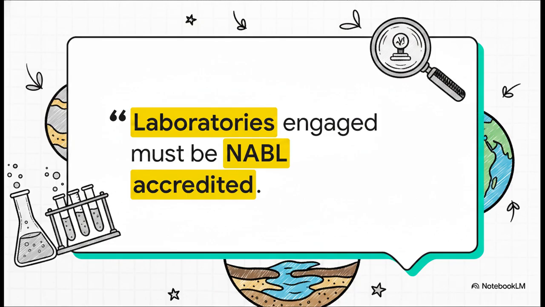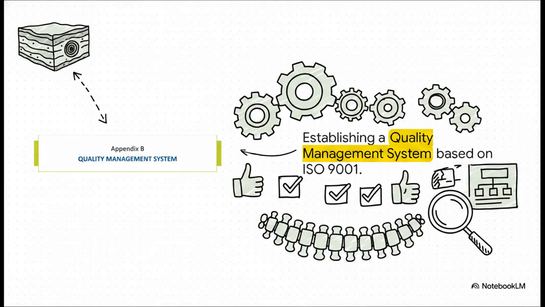Without these certified labs backing it up, the baseline environmental data simply wouldn't hold up in the court of scientific scrutiny. And that ties right into establishing a quality management system, usually based on ISO 9001 standards. I really want to be clear about this. QMS is not just bureaucratic red tape. It is the absolute backbone of a credible environmental impact assessment. It creates this culture of doing things right the very first time, guaranteeing that the methodologies used to collect all that primary data are sound and scientifically valid.